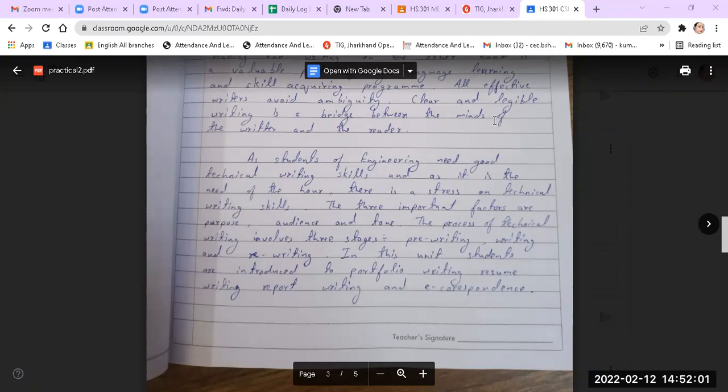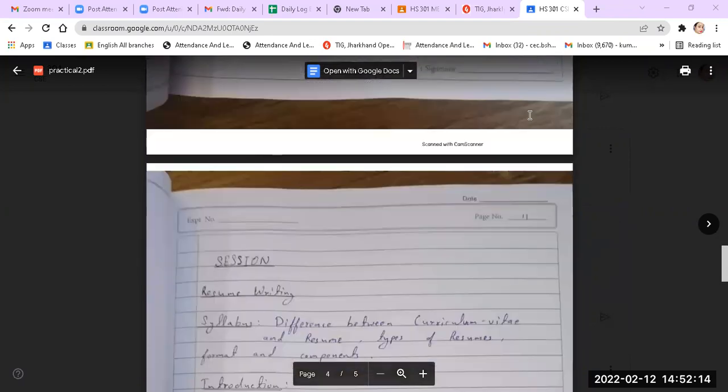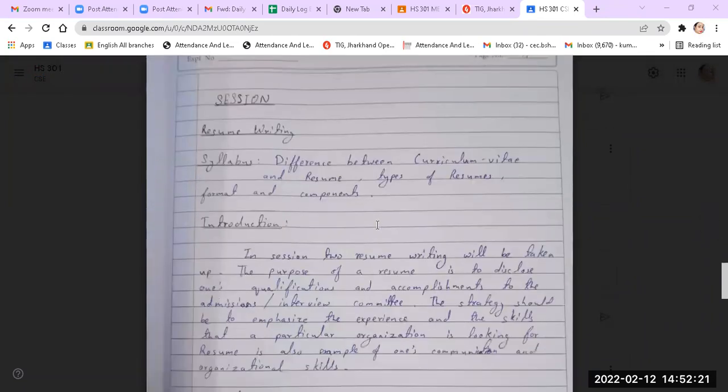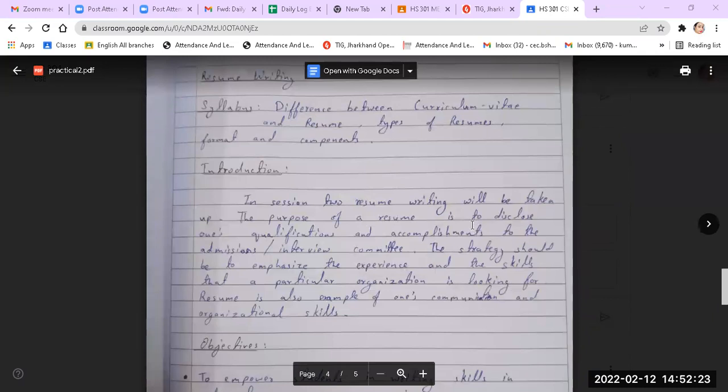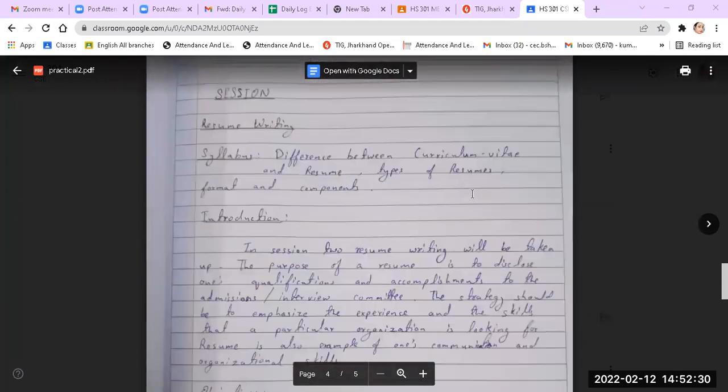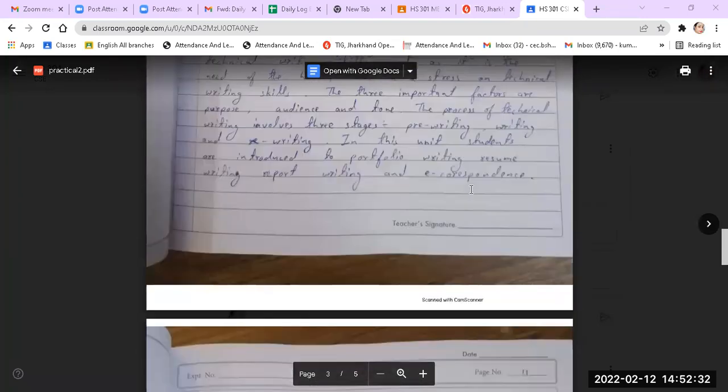I have already told. Now, in this unit, students are introduced to portfolio writing, resume writing, report writing, and e-correspondence. E-correspondence means different types of things that you are writing. Okay, please see the e-correspondence. Now, first session is your resume writing. Just take a screenshot because you people have to make a resume. Second one is, just make a resume only. There is no problem, just prepare a resume.